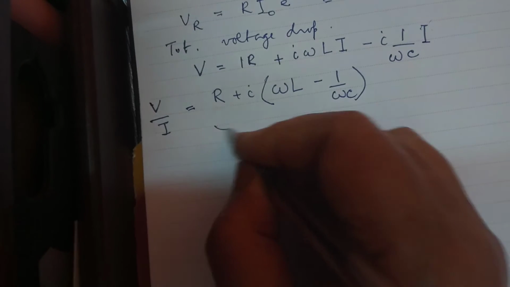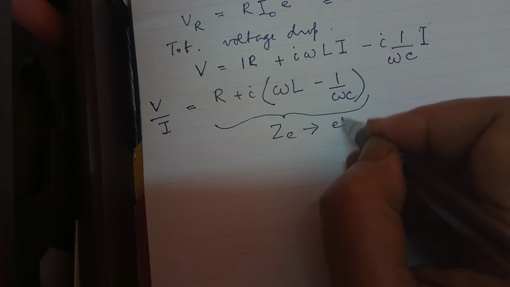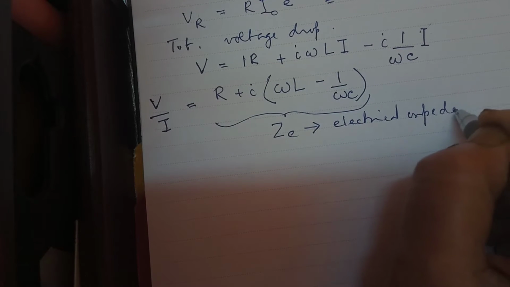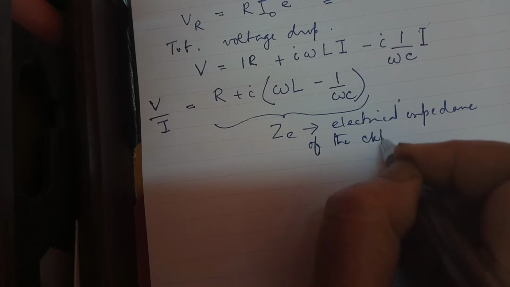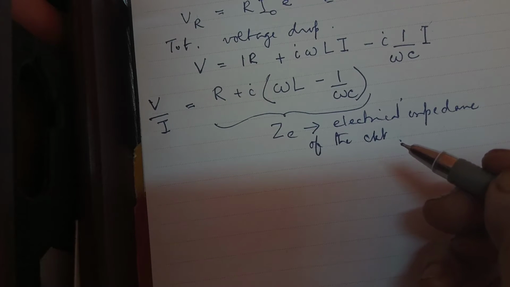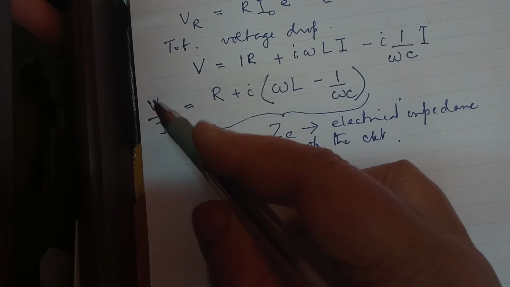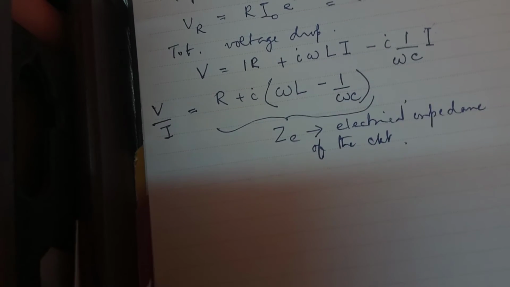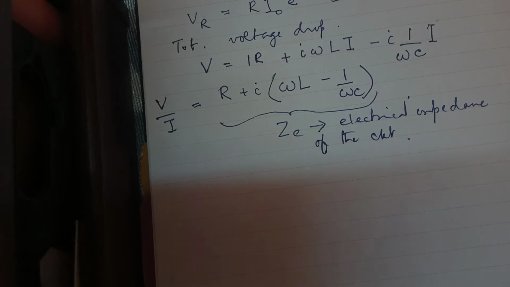So the whole thing is your ZE, as I think most of you know, the electrical impedance of the circuit. By definition, what is the electrical impedance of the circuit? It is the ratio of voltage to current, or the voltage required to produce unit current in the circuit.